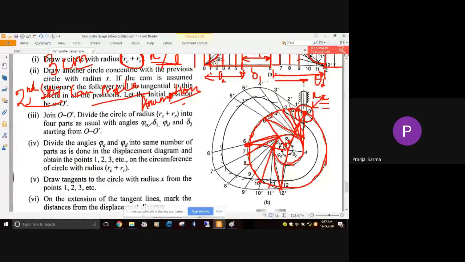Sir, does that mean in those cases also, a circle? Please repeat once again. Sir, how to locate the circle? How to locate the circle?